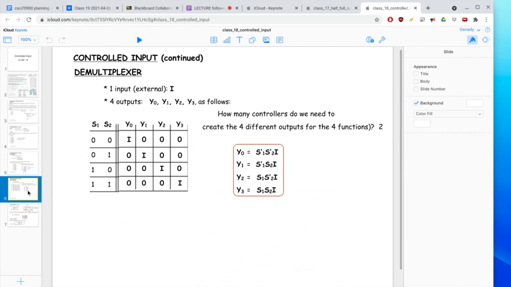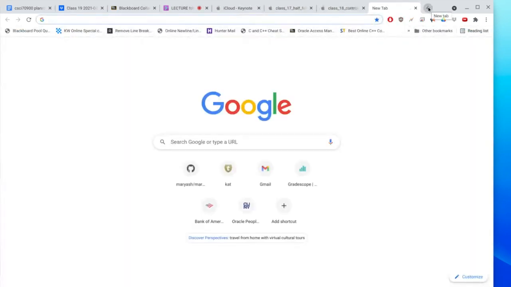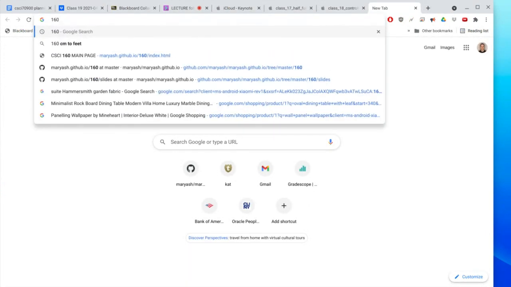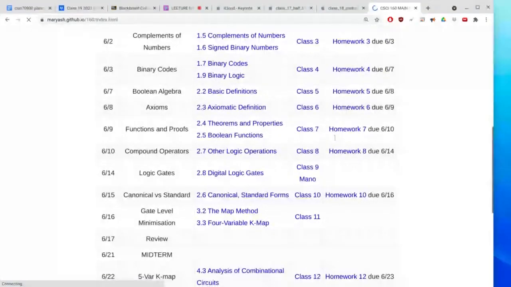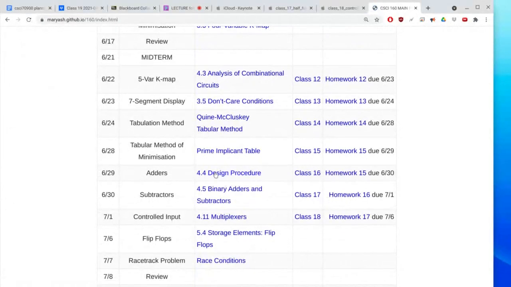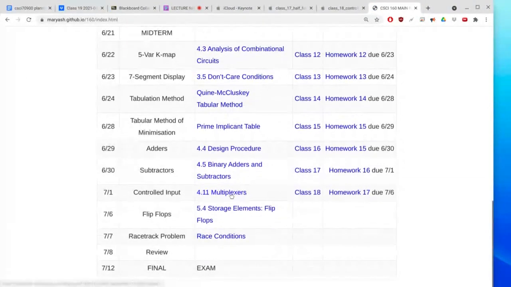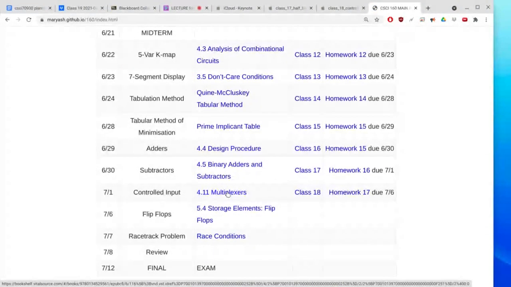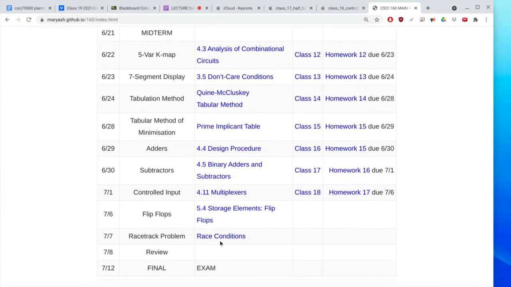Okay, and I'll try to post all of the links by today. And just to go back to the outline for a second, I remind you of the readings for the weekend. We have some readings from chapter 4, 4.3, 4.4, 4.5. For the multiplexers, it's 4.11. And then next week, we'll do just 2 more things, the flip-flops and race conditions, and then we'll have a review.